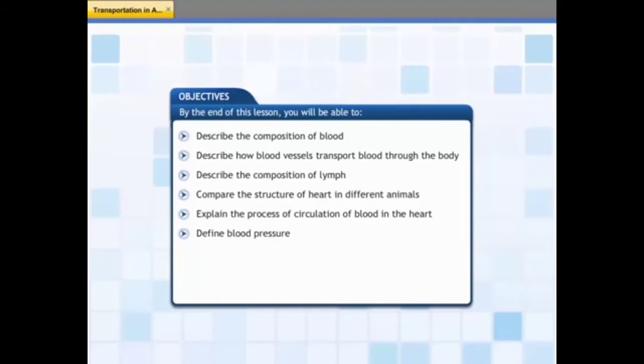By the end of this lesson, you will be able to describe the composition of blood, describe how blood vessels transport blood through the body, describe the composition of lymph, compare the structure of heart in different animals, explain the process of circulation of blood in the heart, and define blood pressure.